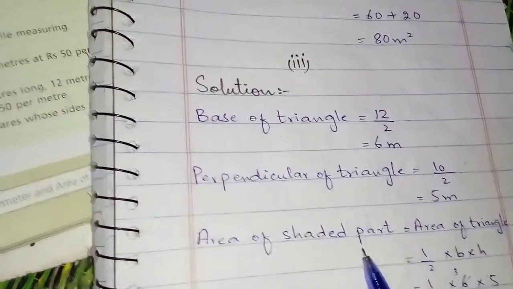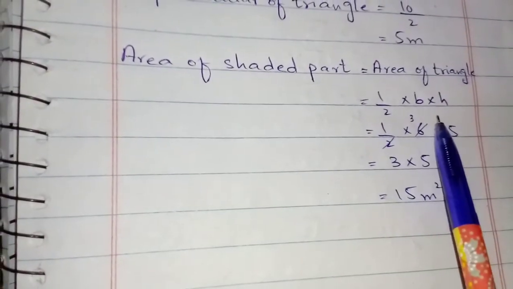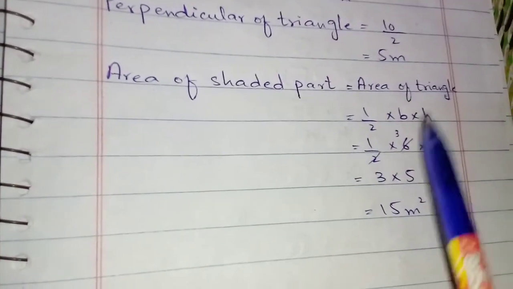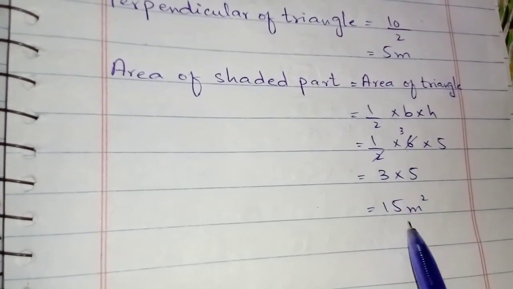And the area of the shaded part is equal to the area of the triangle, which is 1/2 base multiplied by height. Base is 6 and height is 5. 2 ones are 2, 2 threes are 6, 3 multiplied by 5, and we get the answer 15 meters square.